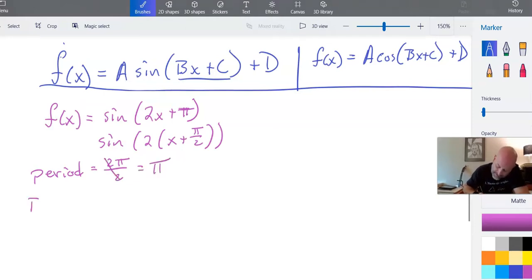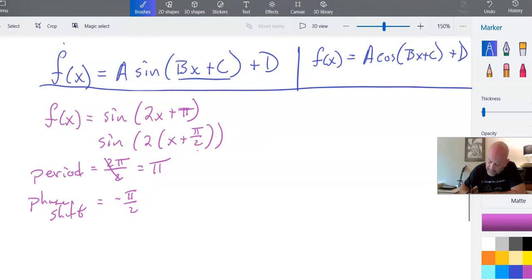Now, my phase shift, since I've already factored out this 2, that actually helps a great deal because that makes this quantity C over B, right? And so my phase shift is the opposite of this. So it's negative pi over 2. So I have a period of pi and a phase shift of negative pi over 2. Let's see if we can piece this together.